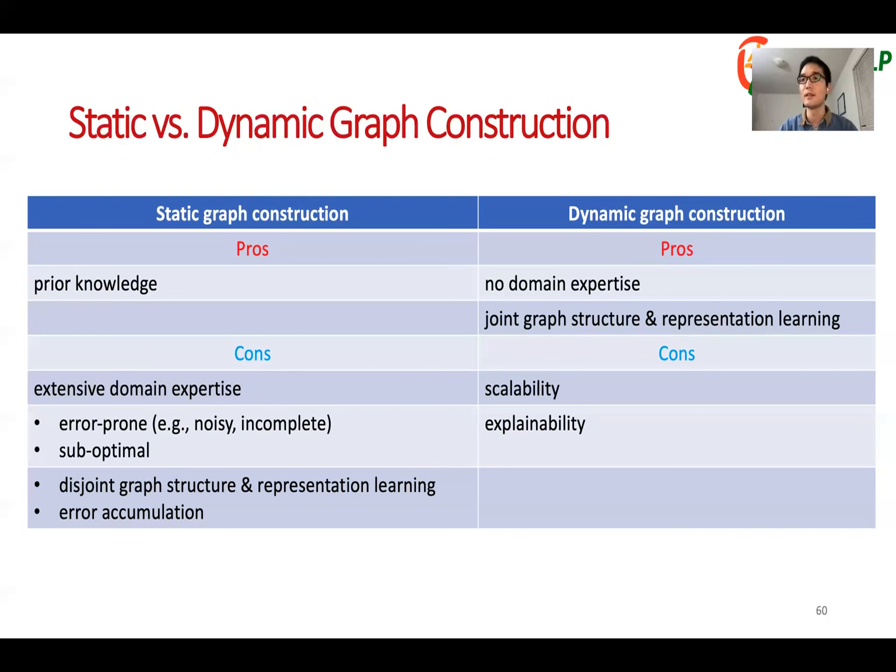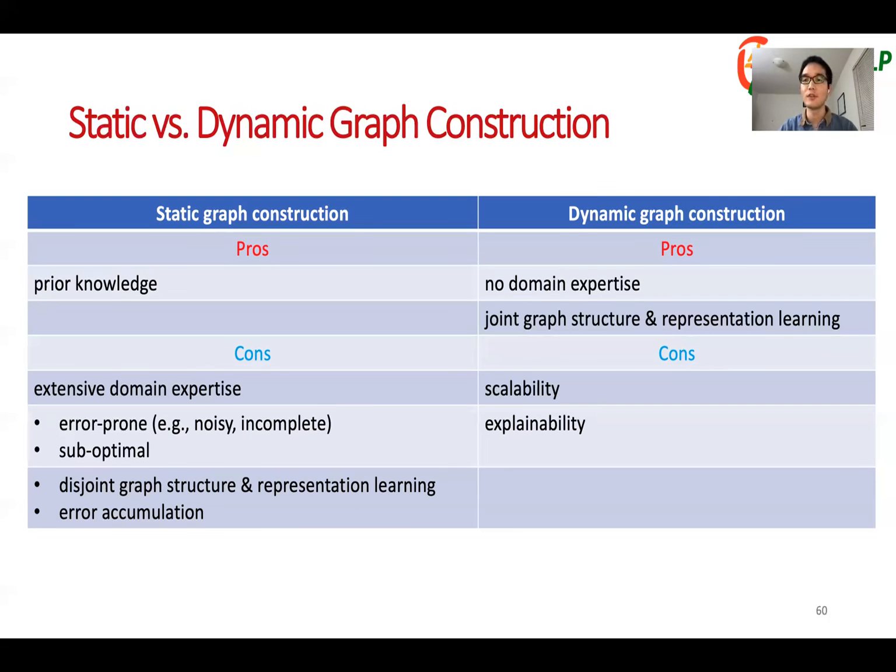The biggest advantage is it can easily encode rich prior knowledge in graph, which can be very helpful for certain NLP applications. But this can also become a downside when it's expensive or not doable to obtain such extensive domain expertise. For example, for some low resource languages, we might not have rich prior knowledge to utilize. Besides, static graph construction is error-prone due to noise or incomplete graph, and therefore is often suboptimal. Due to its disjoint graph construction and representation learning nature, it can also lead to error accumulation.